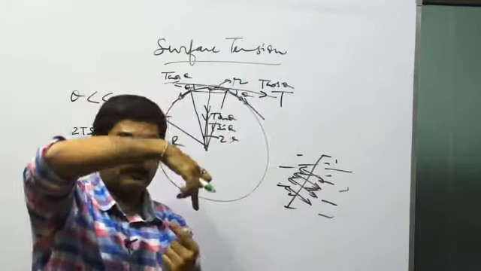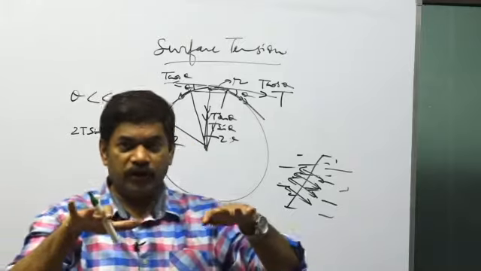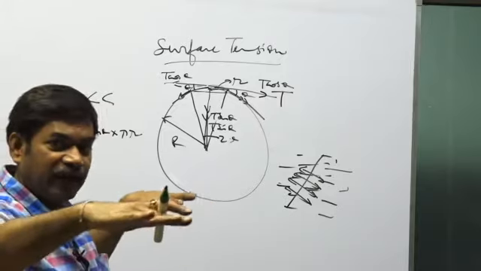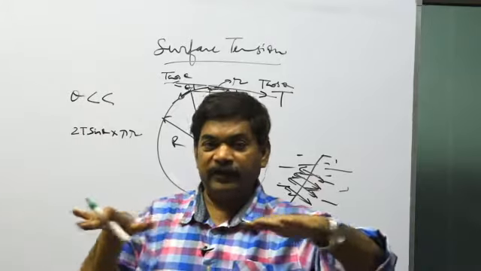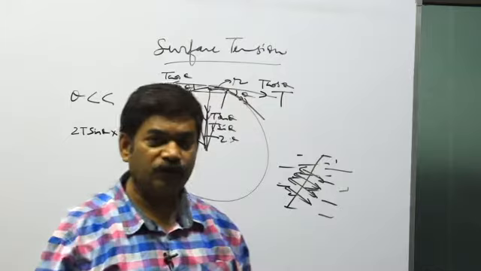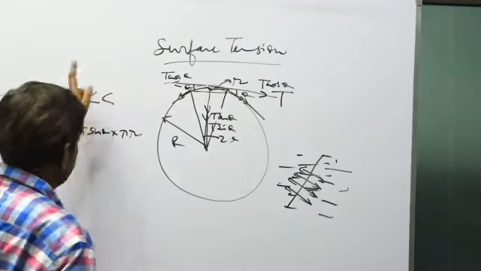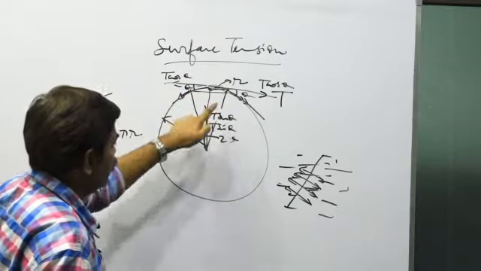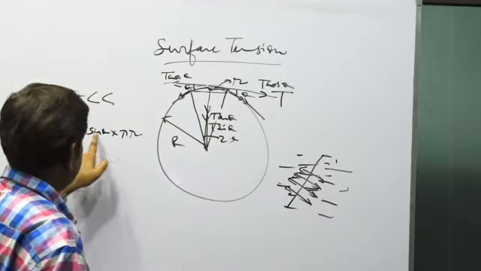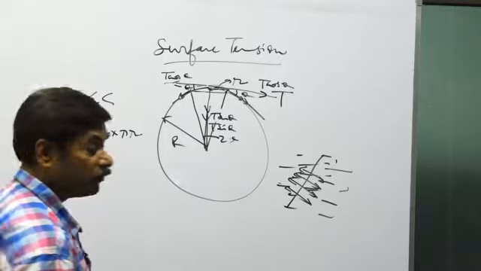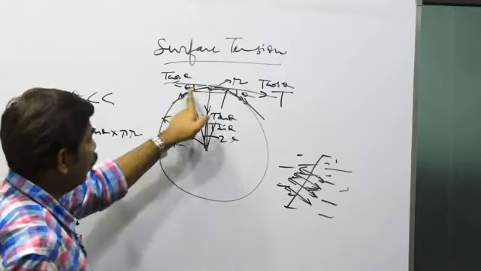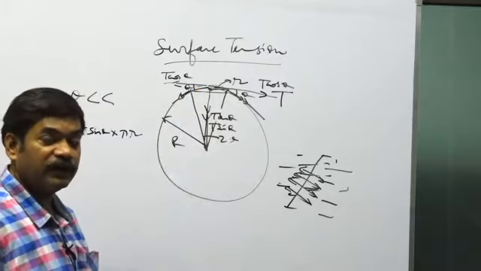Like see, there is a surface like this. T cos theta on this side will be cancelled, T cos theta here will be cancelled, T cos theta here will be cancelled. So the total force towards the center becomes T sin theta from one place, and the circumference is 2 pi r. So T sin theta into 2 pi r is the total force acting towards the center.